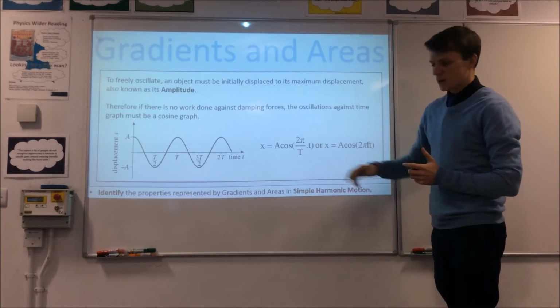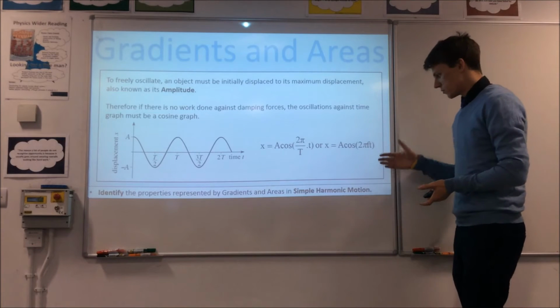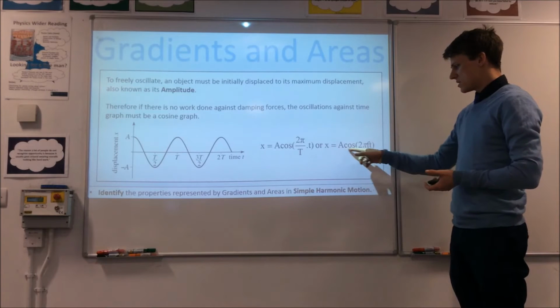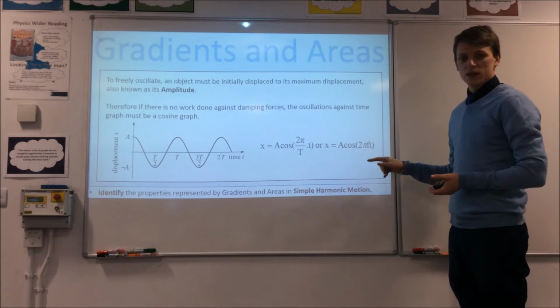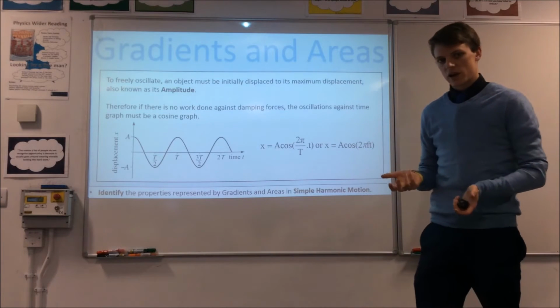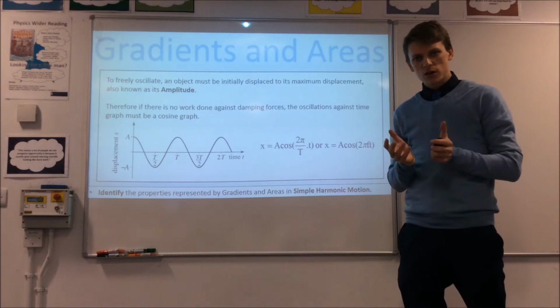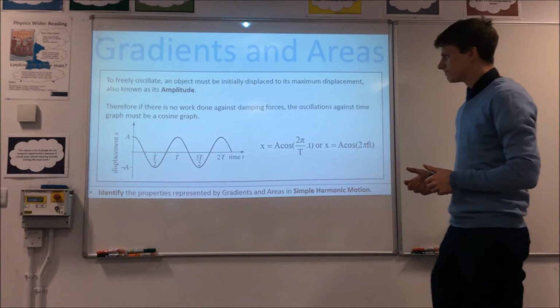And you should also know that time period and frequency are inversely proportional, so you often see it written like this, or even occasionally as cosine omega t, where omega is equal to 2 pi f. You see that occasionally. So that's your displacement graph. So let's have a look at where some gradients come into this.